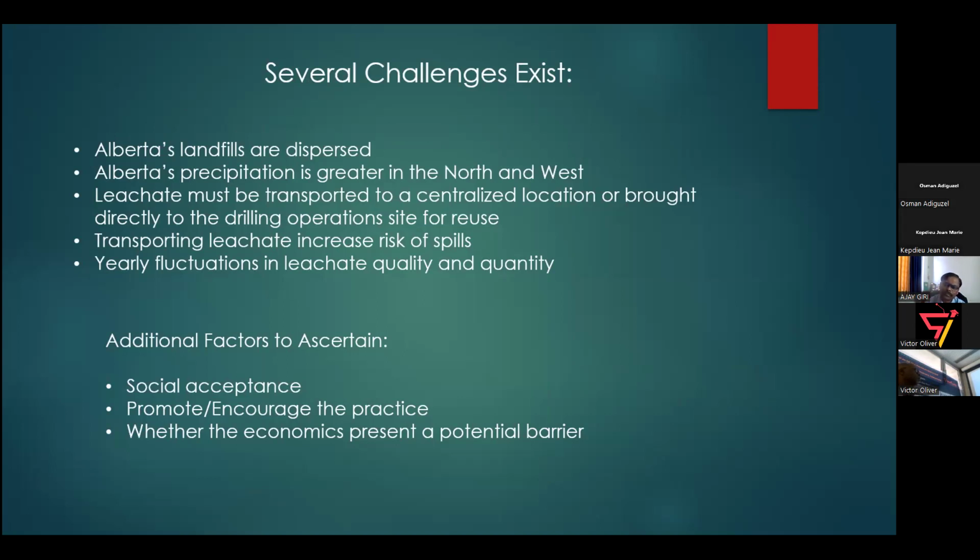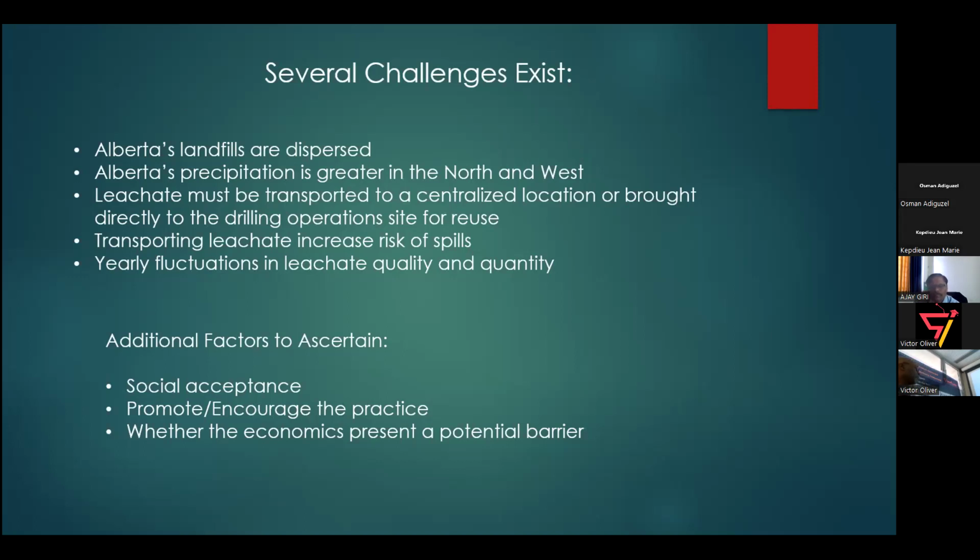Now, whether or not we're going to use a centralized location to bring the leachate, or the leachate is going to be transported to a specific location, it's being transported, so you might have a risk of spills. And the yearly fluctuation, I don't personally look at it as a problem, because we produce more than enough leachate compared to the amount of water used, but it's a concern nonetheless. And another factor, which is a little bit less technical and tends to be a bit more of the soft science, is social acceptance.